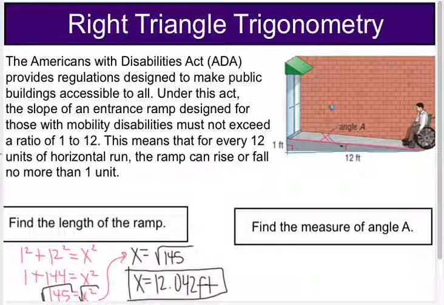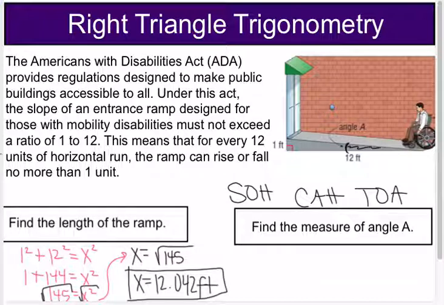The next part wants us to figure out, well, what is the measure of angle A? If I'm looking at angle A, the way I'm going to figure that out is by using trigonometry, sine, cosine, tangent. So just remember, SOH CAH TOA. Okay, if I'm looking at this angle here, my opposite is 1, and my adjacent is 12.